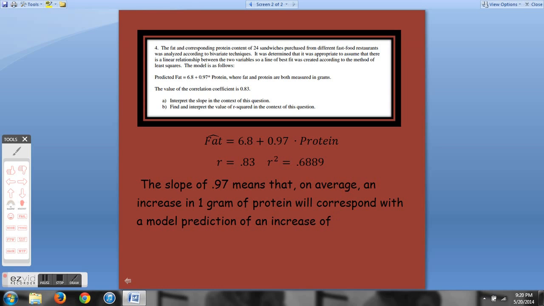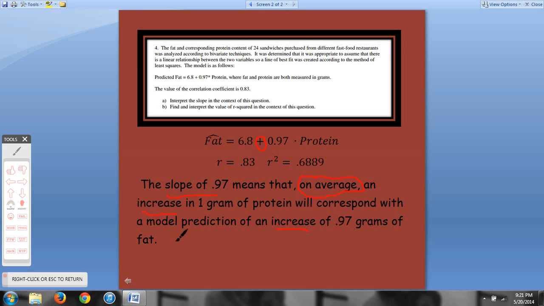Also note that the slope is positive, so you will have an increase in one variable with an increase in the other. Now, if it were negative, then as protein increased, fat would decrease. That's how it always works. I highlighted those terms and the fact that the slope is positive. Yay! So let's move on.